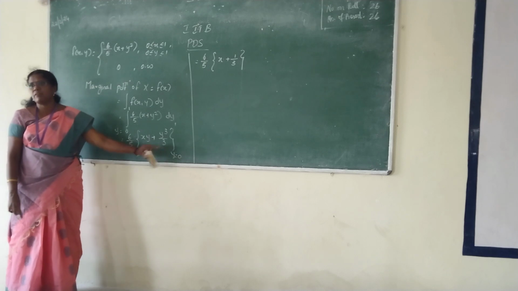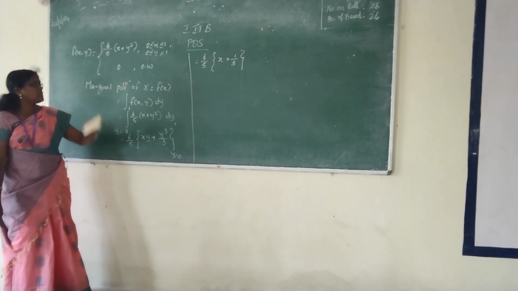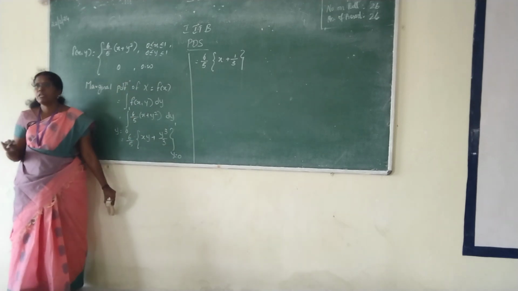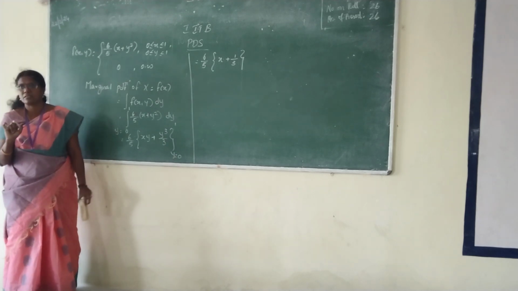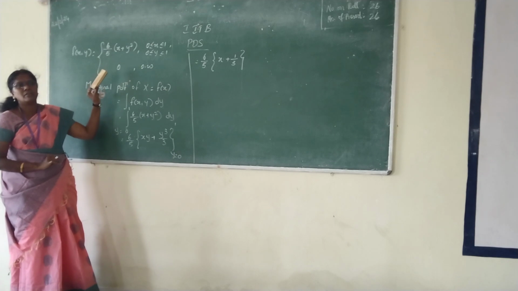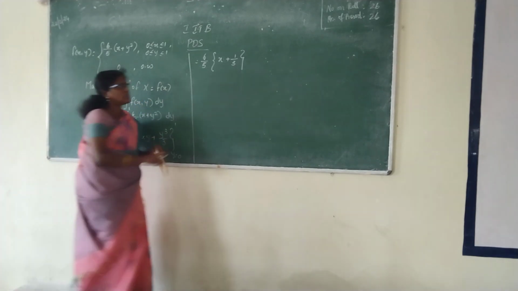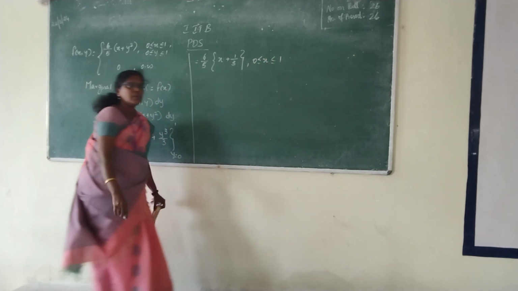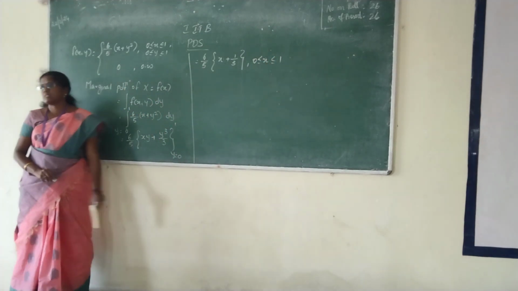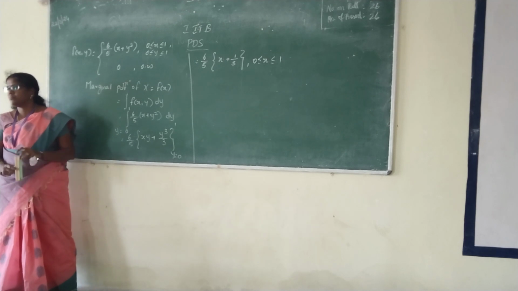0, because both is adding y, so it becomes 0. So this is our f of x. After completing your f of x, put a comma and write the limit value of x. What is the limit value of x here? 0 to 1. So comma, 0 less than or equal to x less than or equal to 1. This is how you must complete your f of x with the corresponding limit value.